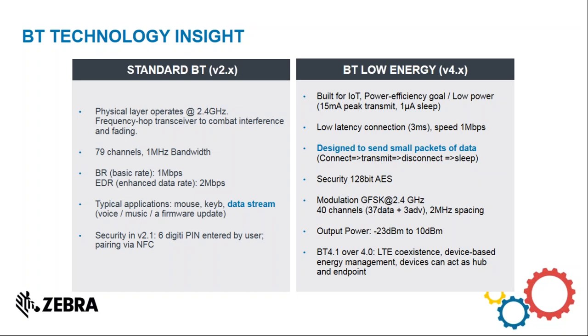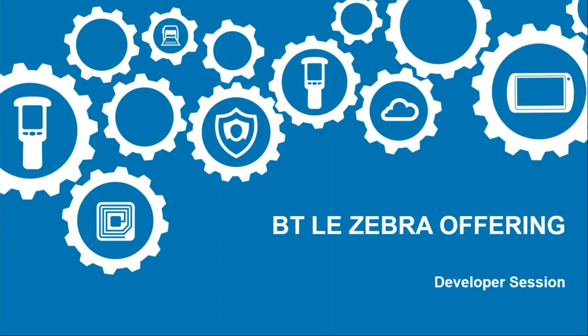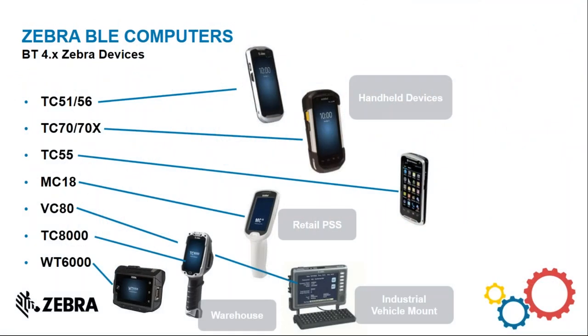I think we can now move on to see and analyze the Zebra offering about Bluetooth Low Energy. First of all, let's take a closer look at the mobile computers offered by Zebra that have a Bluetooth Low Energy radio built in. The first three, the TC51, TC70, TC55, are all handheld devices designed for both indoor and outdoor use.